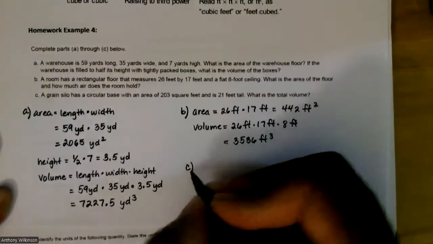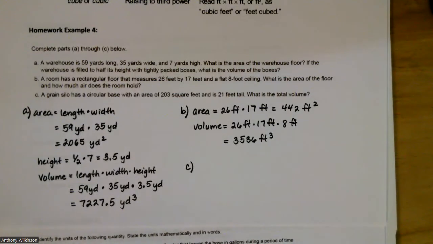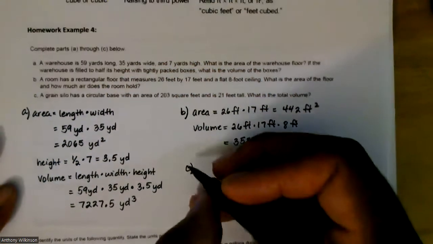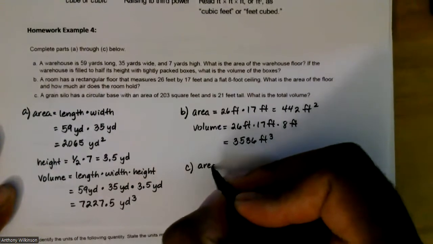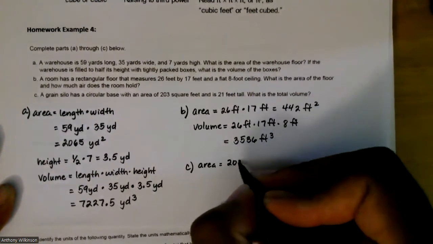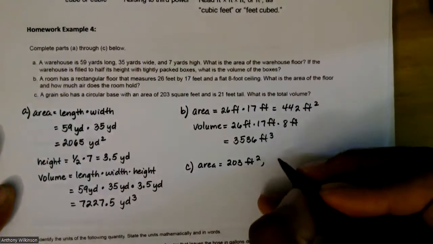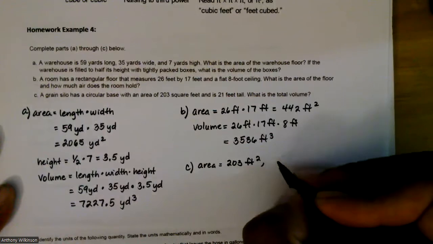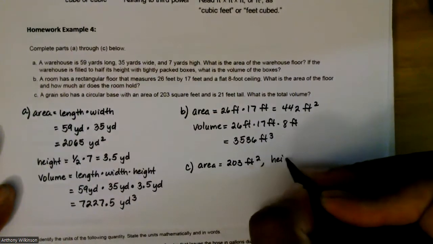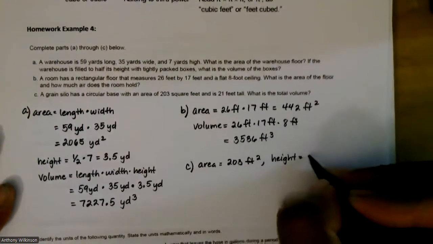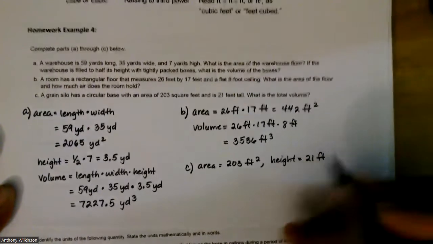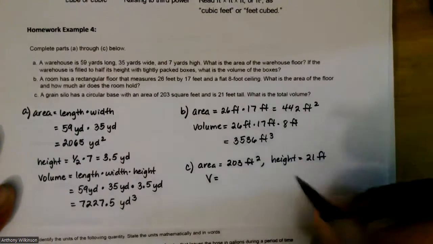And then part C. A grain silo has a circular base with an area of 203 square feet. So we already know what the area there is, 203 square feet. And it is 21 feet tall. That has to be the height. And they want the total volume.